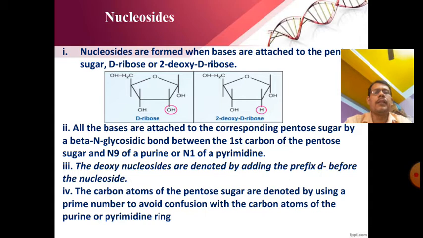Deoxyribonucleotides are denoted by adding the prefix D before the nucleotides, and the carbon atoms of the pentose sugar are denoted using prime numbers to avoid confusion with the carbon atoms of the purine and pyrimidine bases. Actually, in the case of bases the numbering is 1, 2, 3, 4, 5, 6, 9, but in the case of the ribose sugar it is 1 prime, 2 prime, 3 prime, 4 prime, 5 prime.